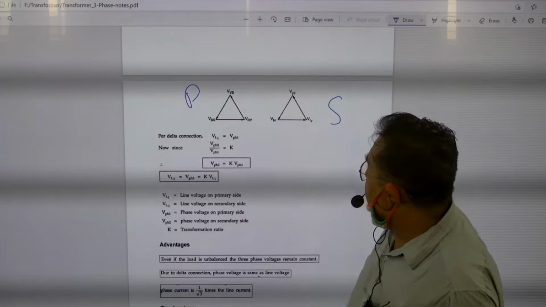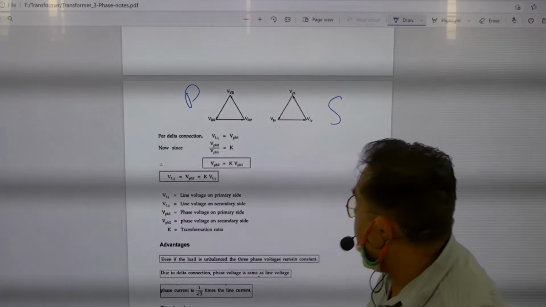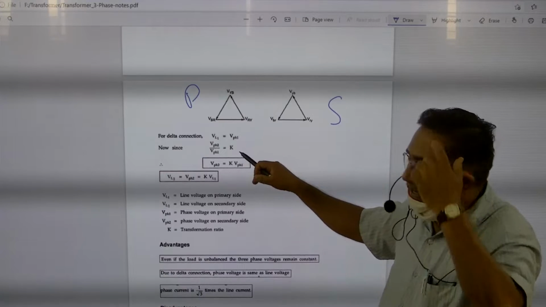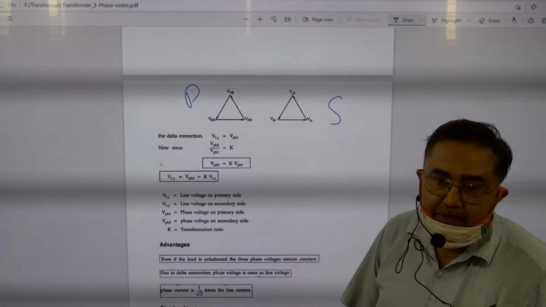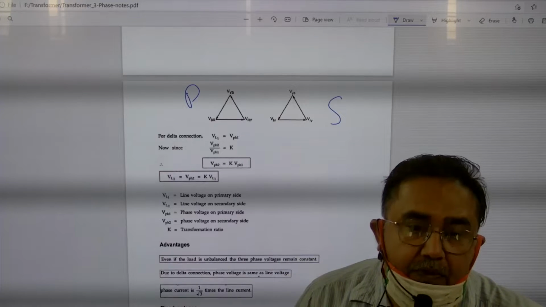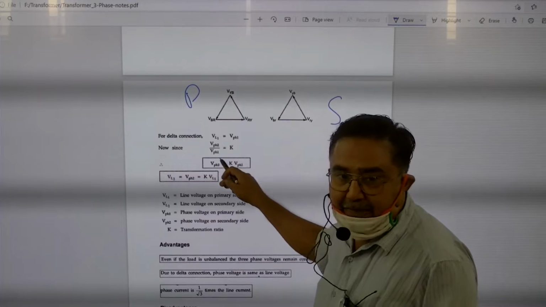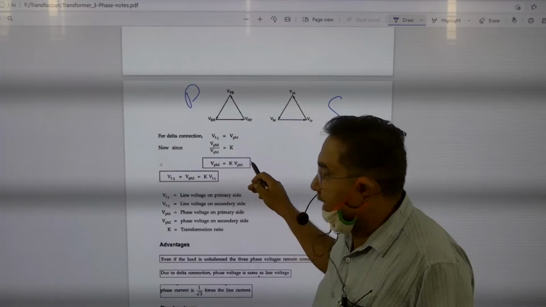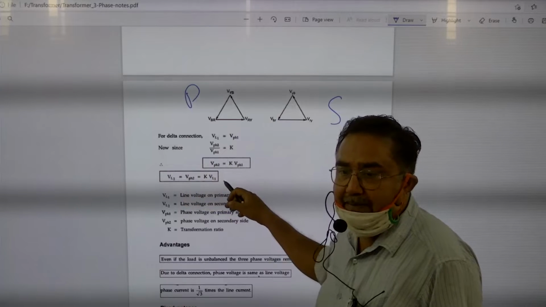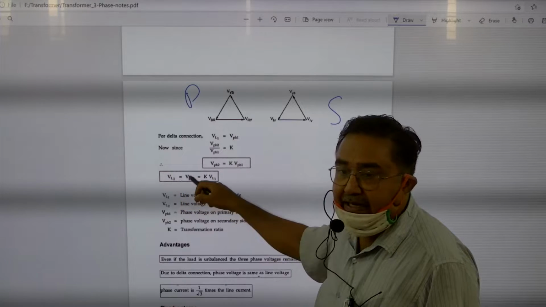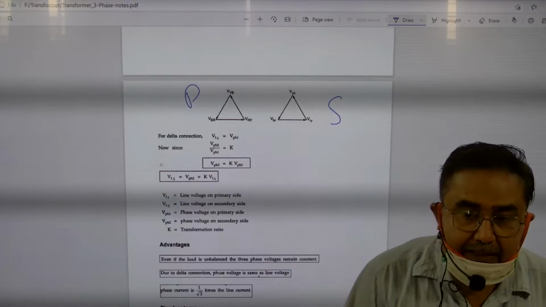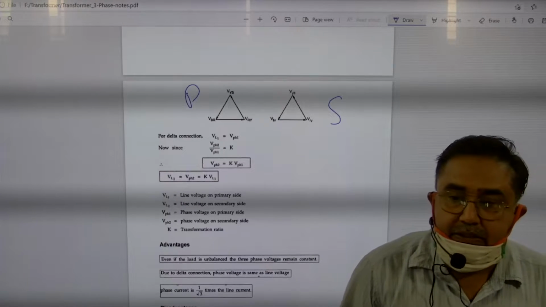What about the transformation ratio? Okay, the transformation ratio is K, then what is K? Phase voltage of secondary upon phase voltage of primary. Then you will find that the line voltage is also having the same relationship, that line voltage of secondary is equal to K times the line voltage of primary. The same is true for your star-star connection.